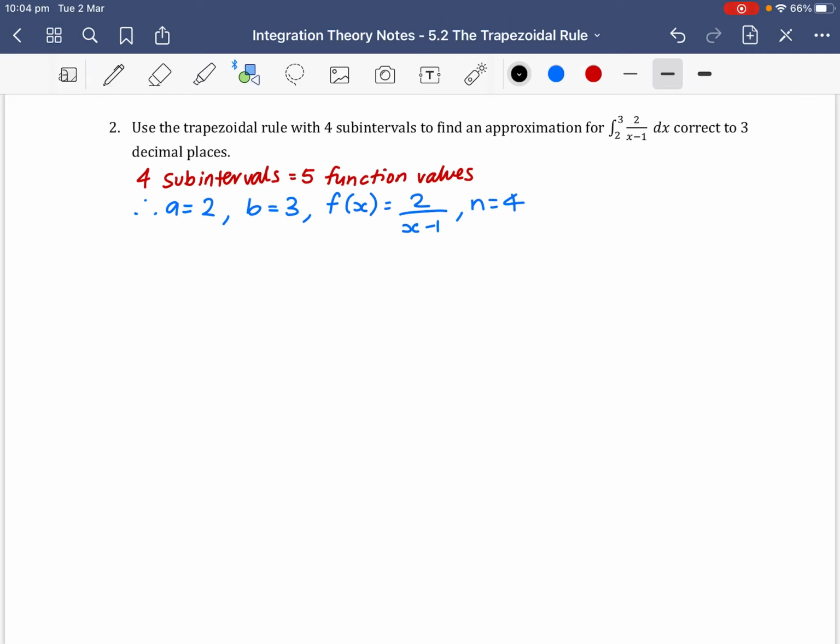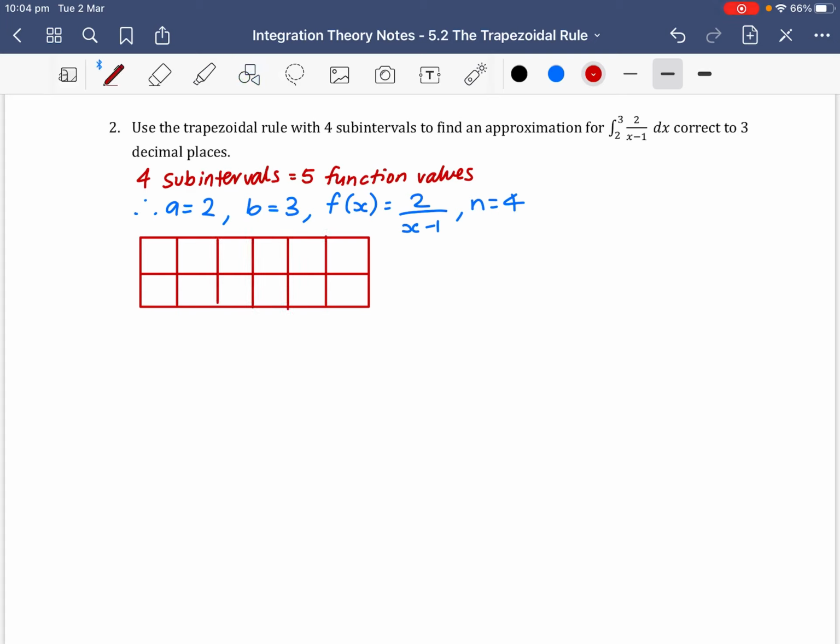Okay, again, we're going to go straight into our table. We need 5 function values, so that means we're going to need 6 columns. Our f of x: our lowest number, or our first number, is 2. Our highest number is 3, and then we need even intervals in between. So we're going to have 2.25, 2.5, and 2.75.